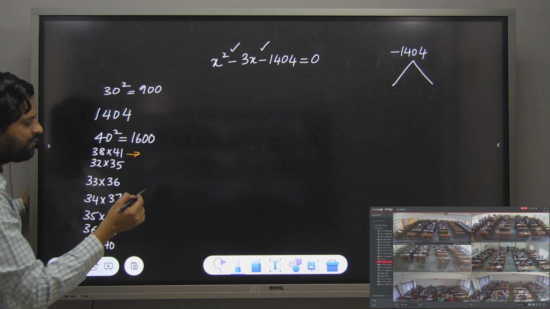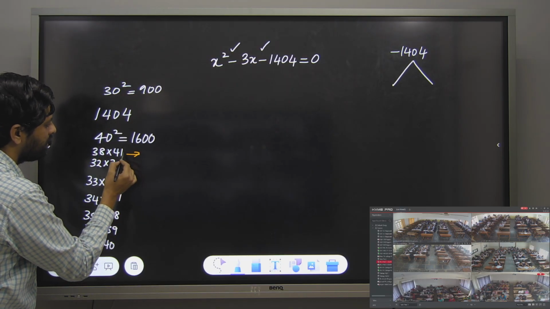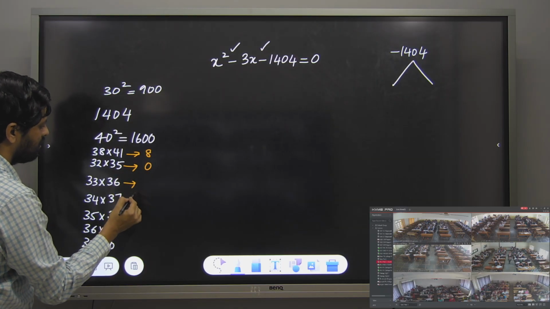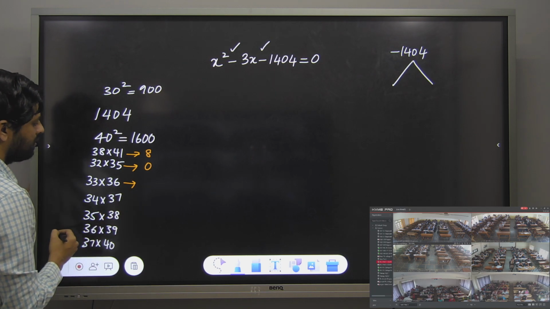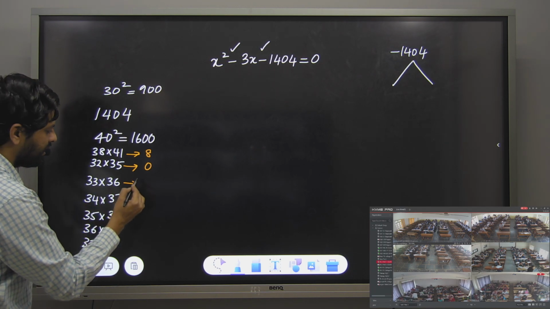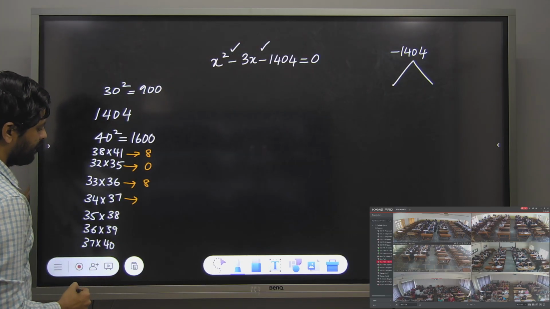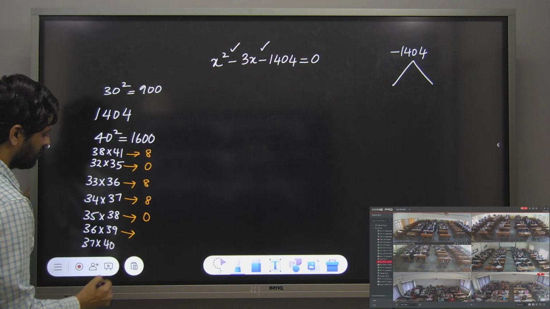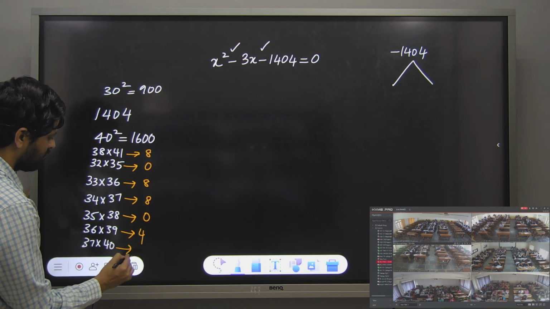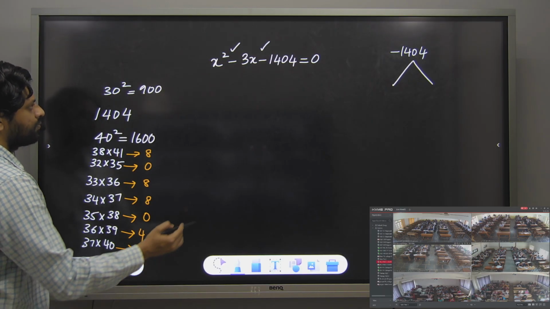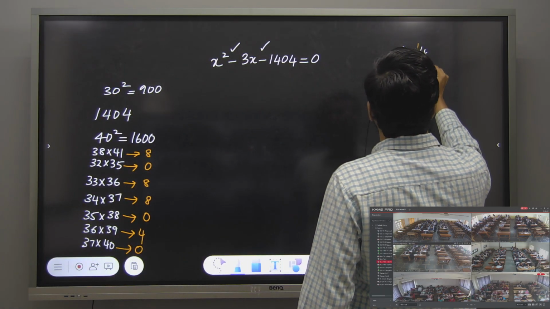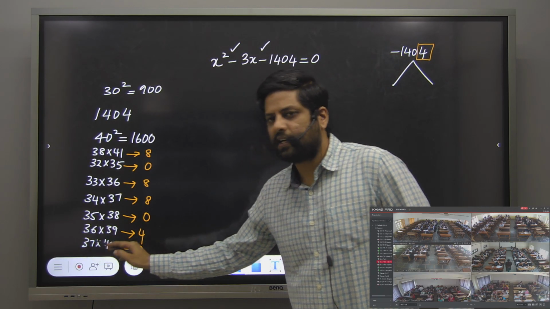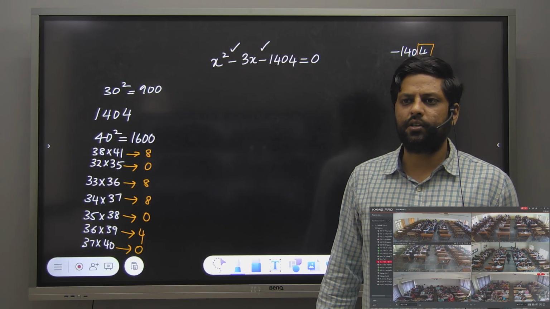38 into 41, when you multiply, it will end with 8. We need the number ending with 4. So which one will you pick? 36 into 39. Directly you can check for 36 into 39.